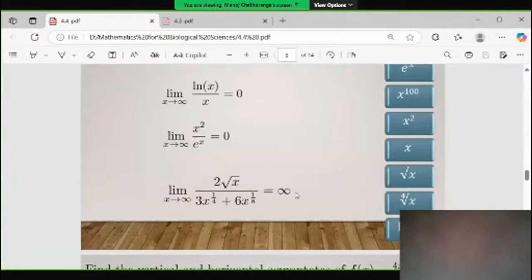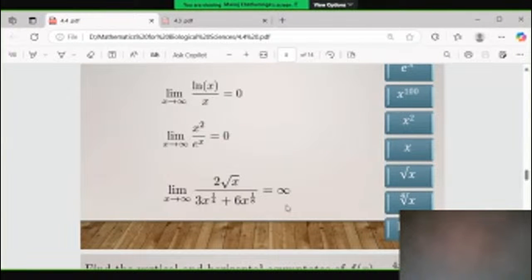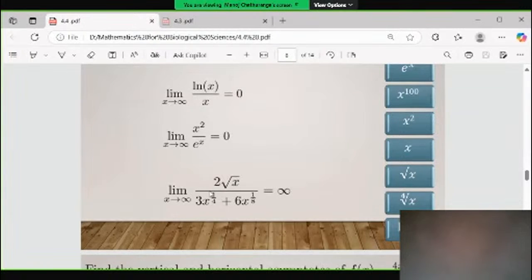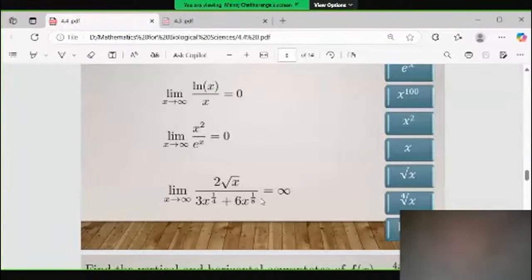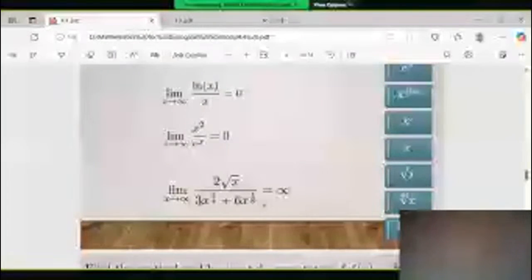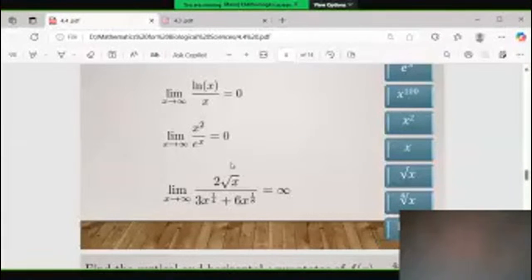And for something like this, when x goes to infinity, let's see. On the tower of powers, square root of x lies above both x to the power 1/4 and x to the power 1/8. So here the numerator grows faster than the denominator. So we are dividing a very large number by something smaller than that. So the result must be infinite.